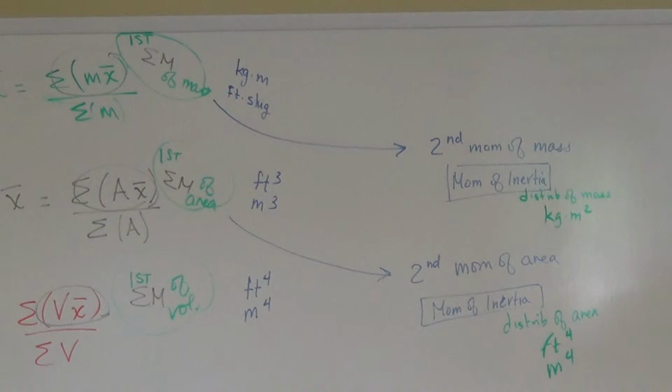I know. They don't, because we already know that a moment is a force times a distance, right? But now we're learning that the term moment is used to describe other things. Moment of mass, moment of area, moment of volume, and the units do look really weird.